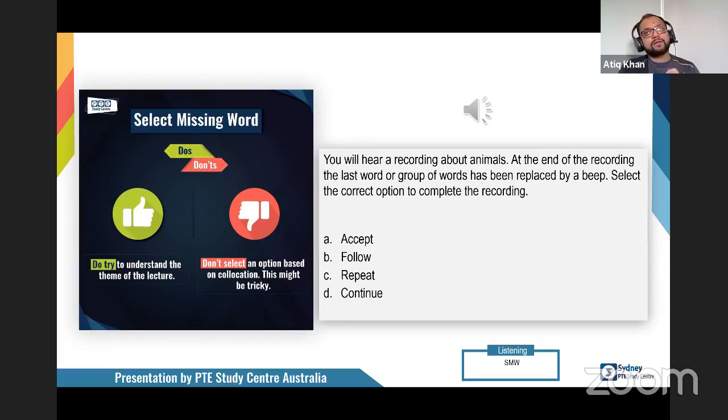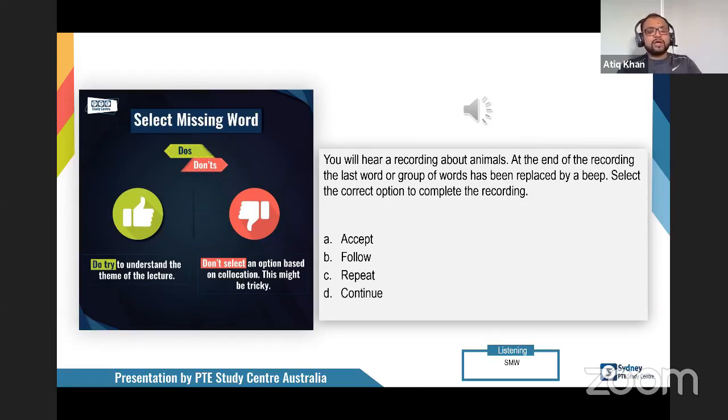Okay, so the best way to approach this question type is if you try and understand the purpose of the lecture, because at the end of the day, the missing word, which is the last word or group of words of the sentence, would be a contextual word. It's not a collocation task. However, it's something that's relating to the entire recording. So do understand and find out the theme and purpose of the recording. That will allow you to solve this question easily.